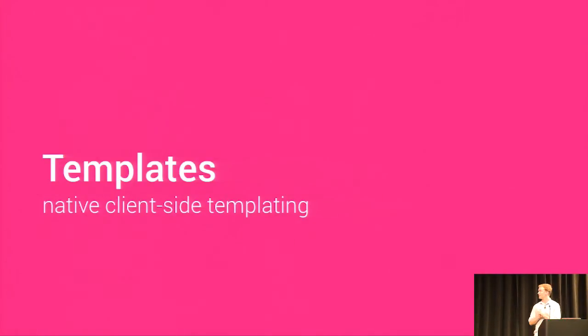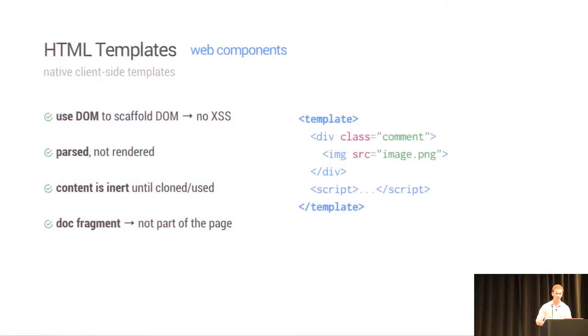So second is the template spec. So template spec, also relatively straightforward. Spec writers saw, OK, all these different frameworks try to create some notion of a template. Why don't we bake that right into the platform? And that's what the template tag is. So the new template tag lets you write your markup as you would in HTML. Use DOM to scaffold DOM. It's logical. You're not trying to shove it into a script tag to make it disappear or put a display none, which may or may not have side effects.